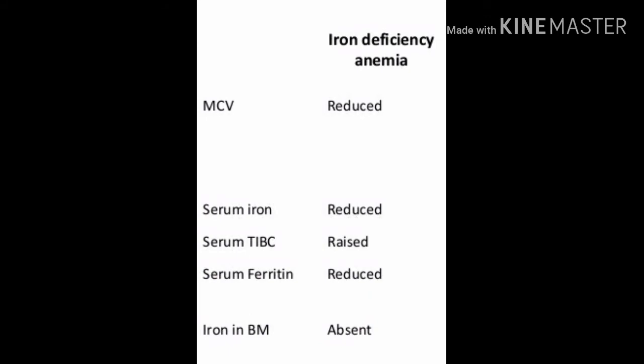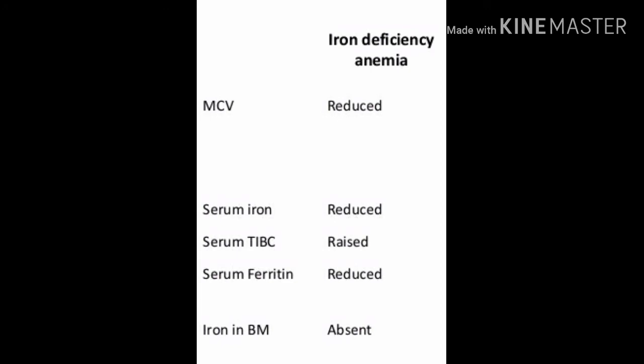And your most valuable diagnostic test is your iron studies, which are conducted in chemistry. For iron deficiency anemia, the results of your iron studies are as follows. Your serum iron is low. Your total iron binding capacity will be high. Your serum ferritin will be low. Bone marrow iron stores will be absent.